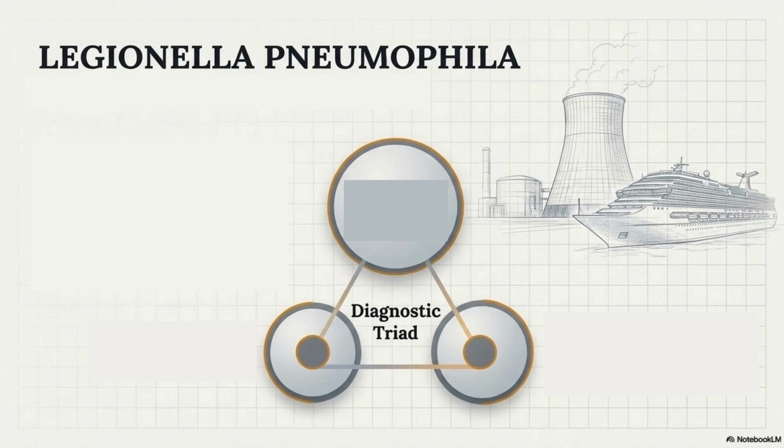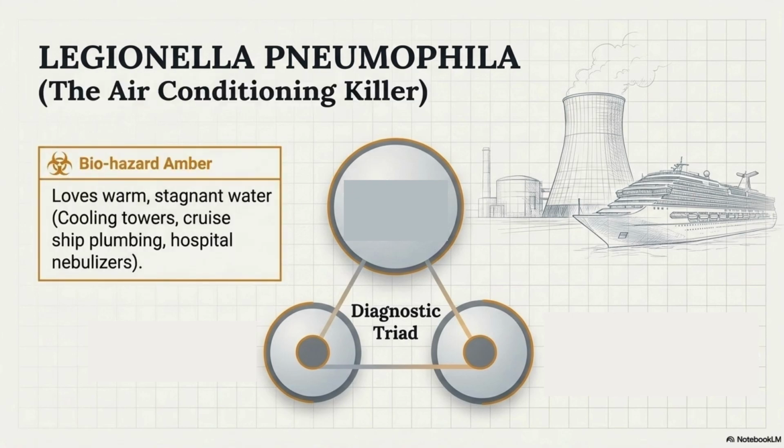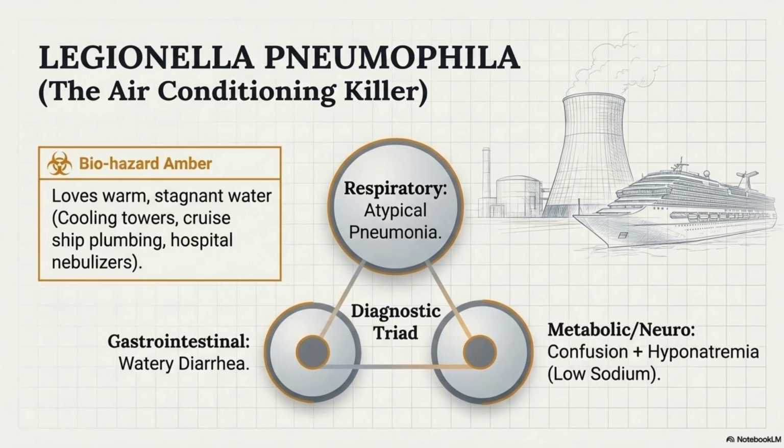Next is Legionella pneumophila, the air conditioning killer. It loves warm, stagnant water such as cooling towers, cruise ship plumbing, and hospital nebulizers. For your exams, memorize this diagnostic triad. First, respiratory symptoms featuring an atypical pneumonia. Second, GI symptoms, specifically watery diarrhea. And third, metabolic and neuro symptoms presenting as confusion plus hyponatremia or low sodium.